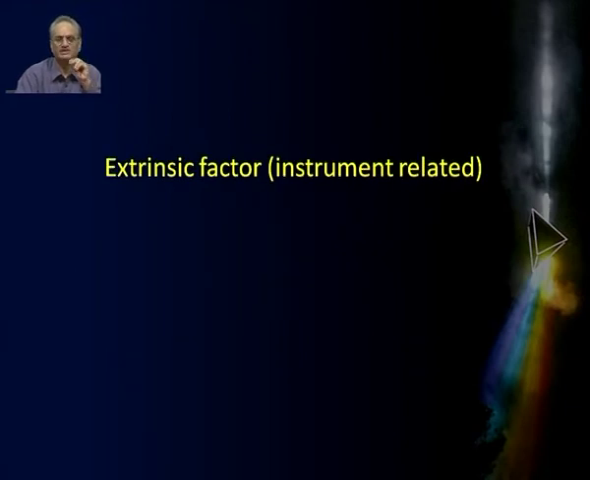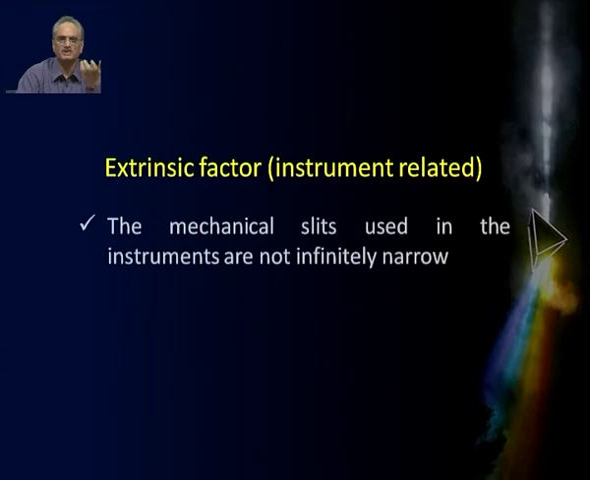Now, the extrinsic factor basically is related to the instrument. In the instrument you use some kind of slits, some kind of gaps from which the radiation is coming. Typically we try to make slits as narrow as possible, but even then they have some finite width, so they allow more than one kind of radiation to pass through. This is a little technical, but this can be improved.